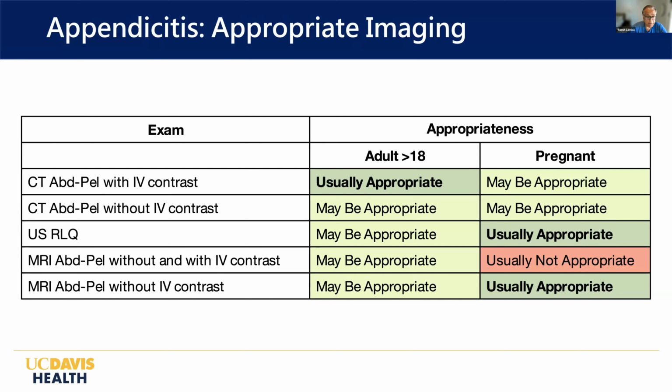If you're, however, pregnant, then the most appropriate tests are going to be a right lower quadrant ultrasound and an MR of the abdomen and pelvis without IV contrast, and CT with or without IV contrast may be appropriate, but is generally not first line. And MR with contrast is not appropriate because gadolinium is not used in pregnancy.